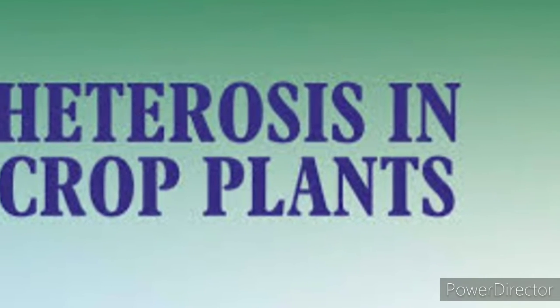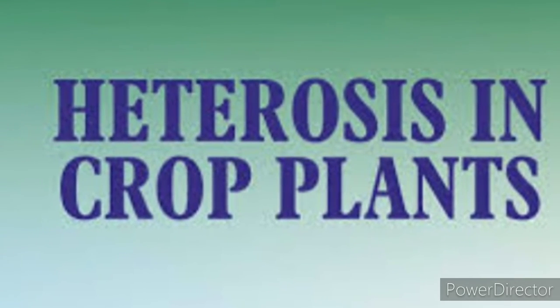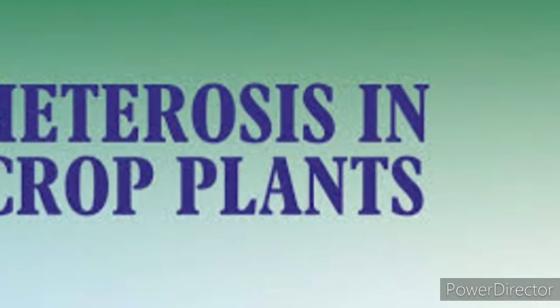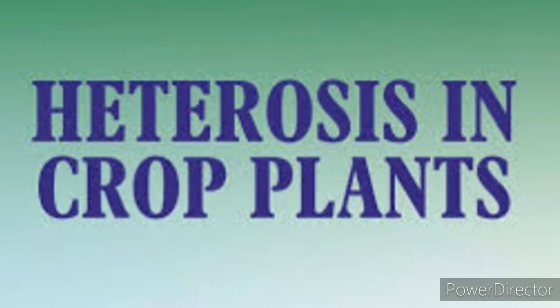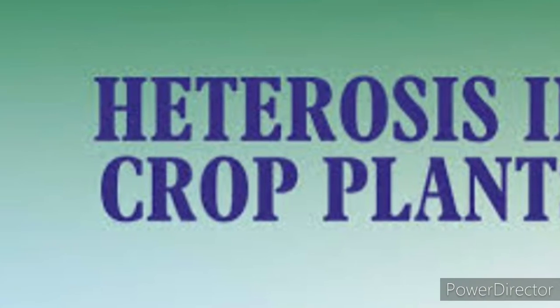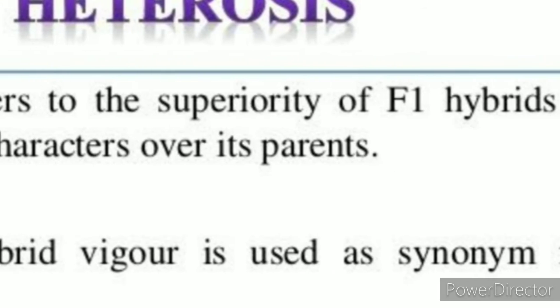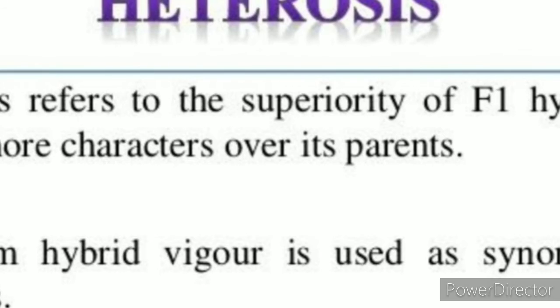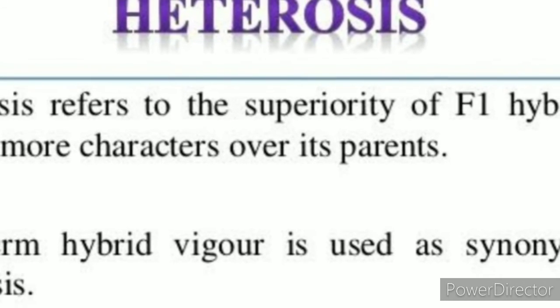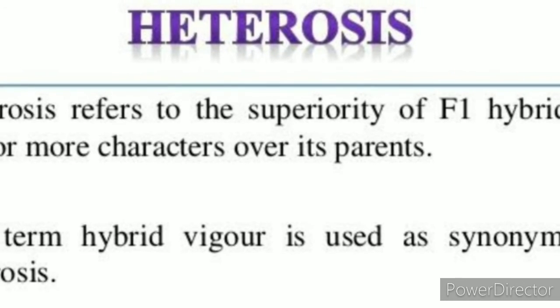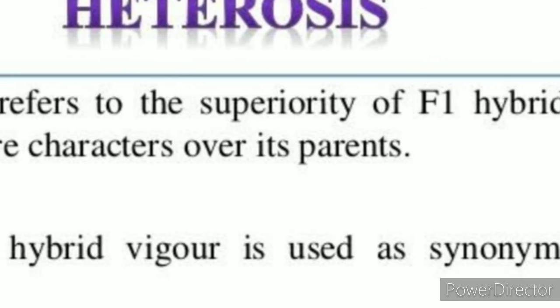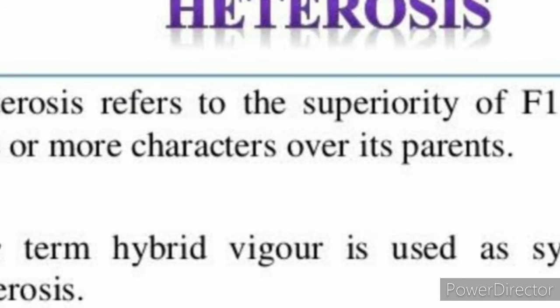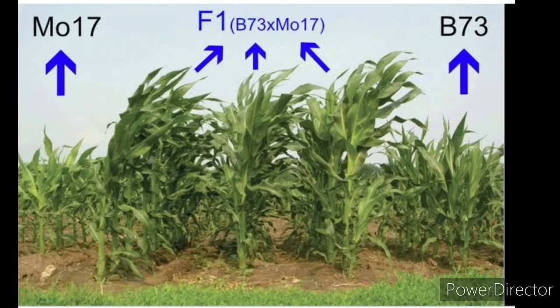Next is heterosis. Here hetero means different, osis means condition. G.H. Shull was the first scientist to use the term heterosis in 1912. What is heterosis? The superiority of the F1 hybrid in performance over its parents is called heterosis. It is also called hybrid vigor.